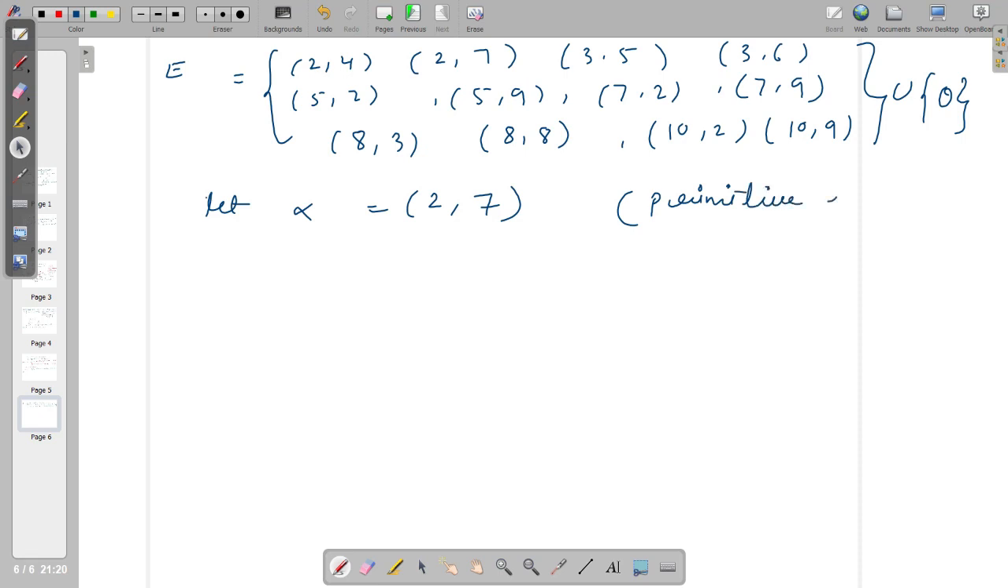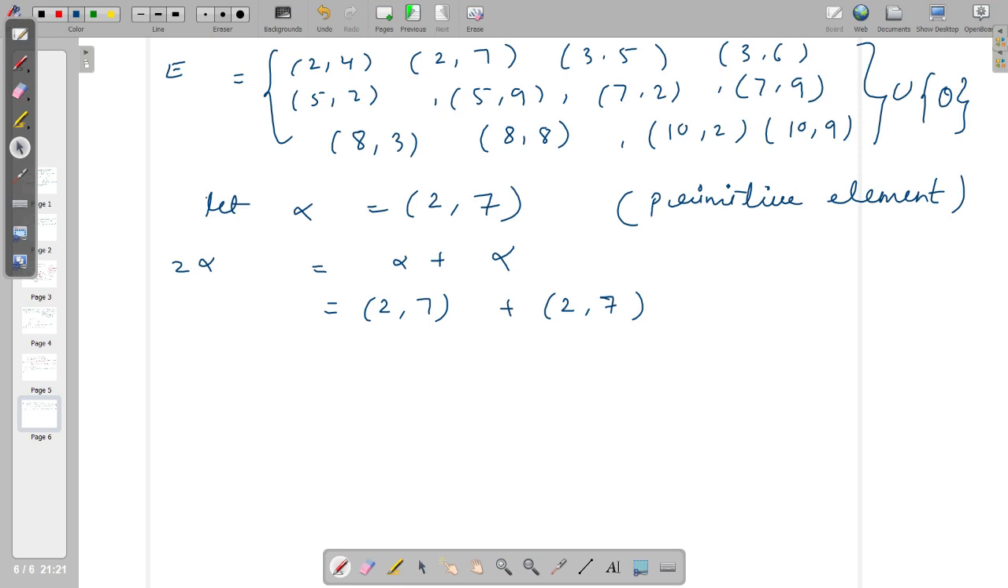So if it is a primitive element, what we do, when G star was a group, we do alpha to the power 1, alpha to the power 2, alpha to the power 3. Now E plus is a group. So here how do we find? We will find 2 alpha, 3 alpha. So 2 alpha will be alpha plus alpha. So it is going to be (2, 7) plus (2, 7), because here we are considering addition as an operation.